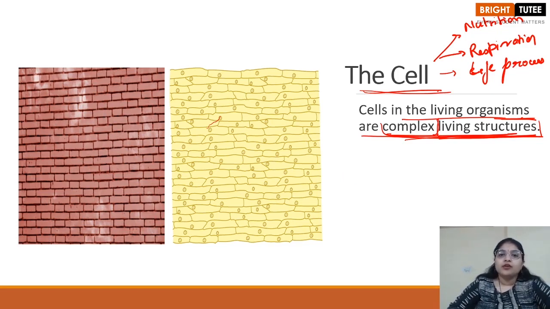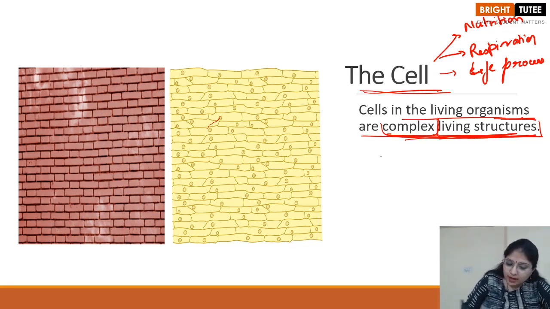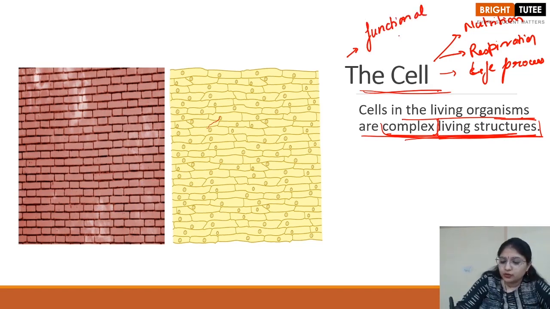Also, in one particular organism itself, there are a number of cells present, and they have distinct shapes and sizes, and they also differ in numbers. This is how we call the cell the functional unit, right? This is your functional unit.